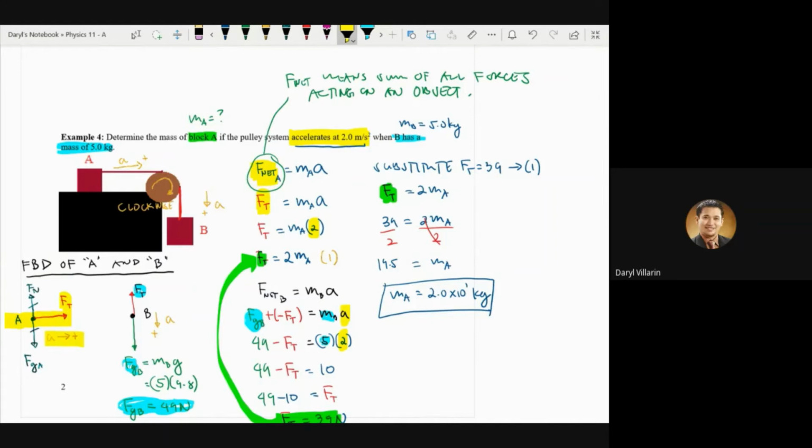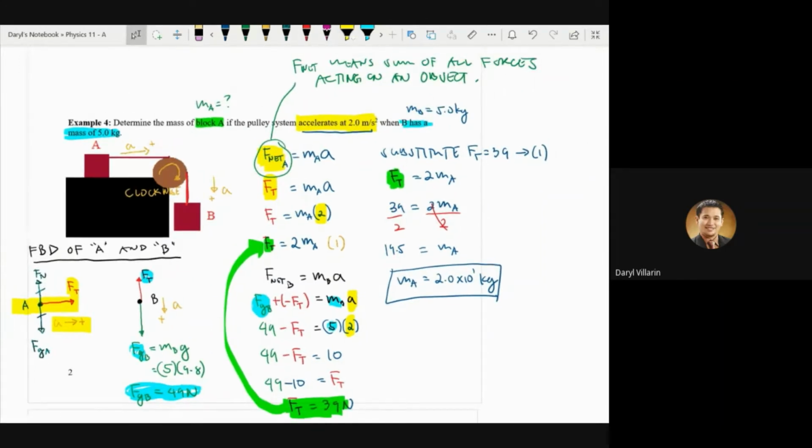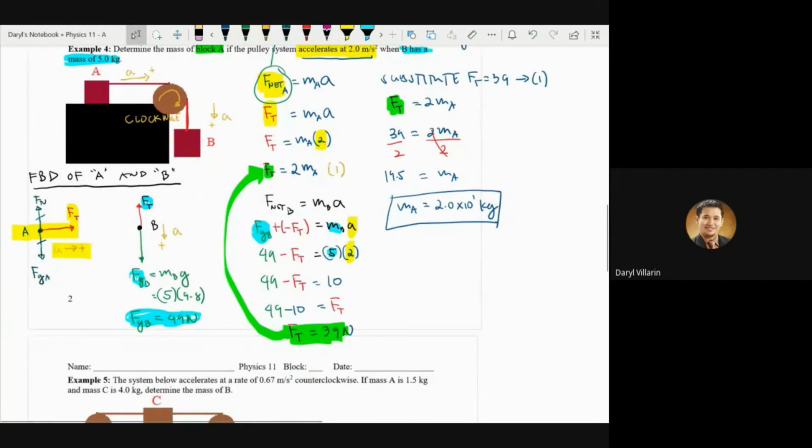So if you can see here, for object A, even if I write again the free body diagram, the free body diagram will give you all the forces, but I find an easier way to do this question.